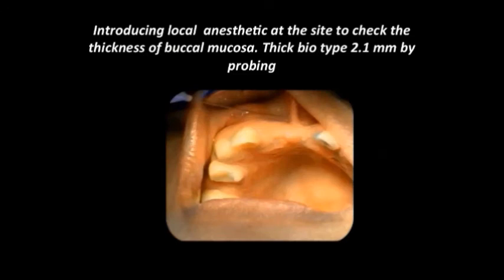The first thing that we should do straight away as we have the patient is introducing the local anesthetics at the site. We have to check the thickness of the buccal mucosa, and this is usually done by probing. After anesthetizing the site, we check the thickness of the mucosa to the bone. We have a probe with a stopper, and then we probe the area to see how much thickness we have. In this case, we saw that we have a thick biotype. It was 2.1 millimeter after inducing the anesthesia.